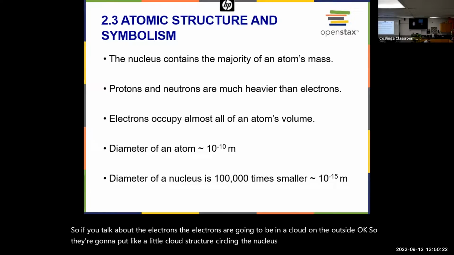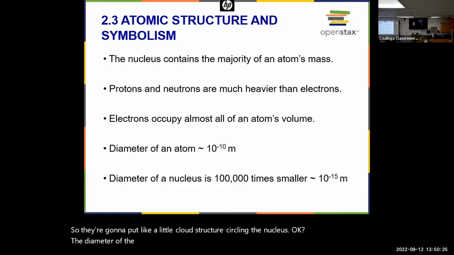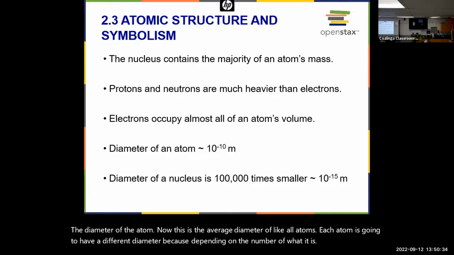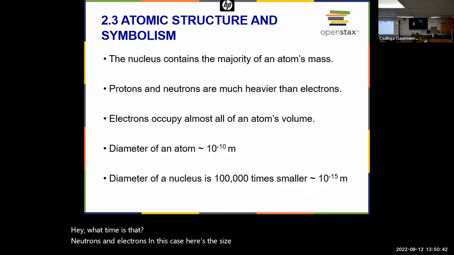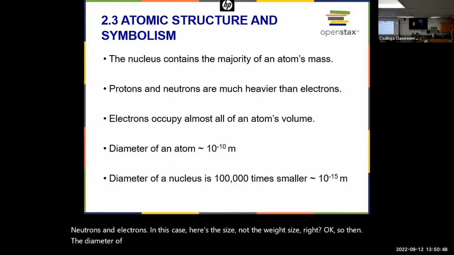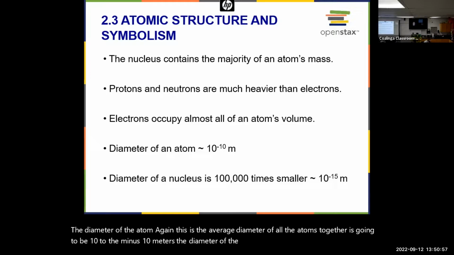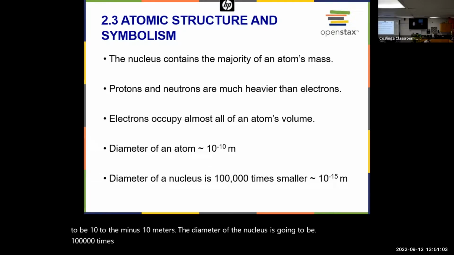Okay, now the diameter of the atom. This is the average diameter of all atoms. Each atom has a different diameter, depending on the number of what again? Protons, neutrons, and electrons in this case, because it's the size, not the weight. The average diameter of the atom is 10 to the minus 10 meters. The diameter of the nucleus is 100,000 times smaller, and that's 10 to the minus 15 meters.